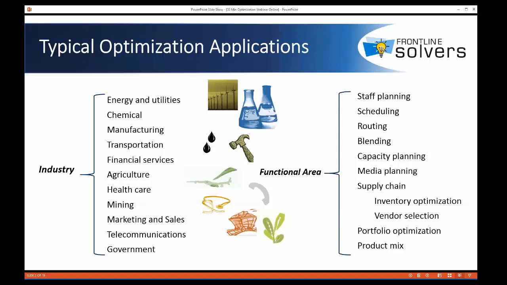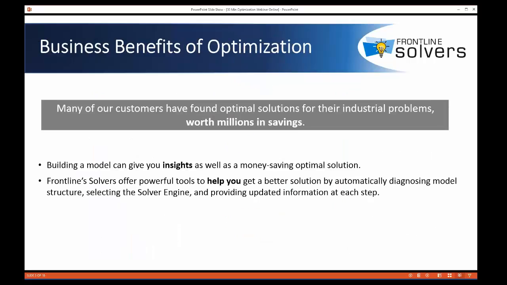As we all know, optimization applications are widely used across many industries and functional areas: energy and utilities, chemical, manufacturing, transportation, financial services, and functional areas such as staff planning, scheduling, routing, blending, capacity planning, and so on. We would like you to know that many of our customers have found optimal solutions for their industrial large-scale problems worth millions in savings, as building a model can give you insights and a money-saving optimal solution.